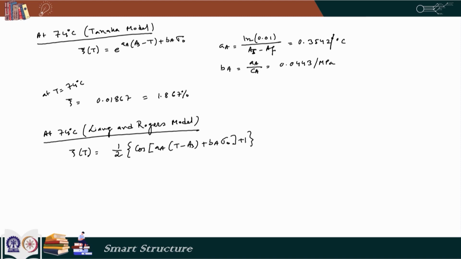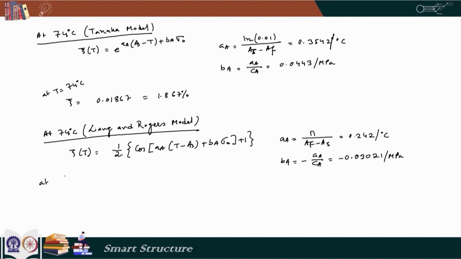plus 1. Now, here A and B A differ, because as per the Liang and Rogers model it is pi by A f minus A s, and that comes out to be 0.242 per degree centigrade, and B A comes to be minus A by C A, and that is for this model minus 0.03021 per MPa.